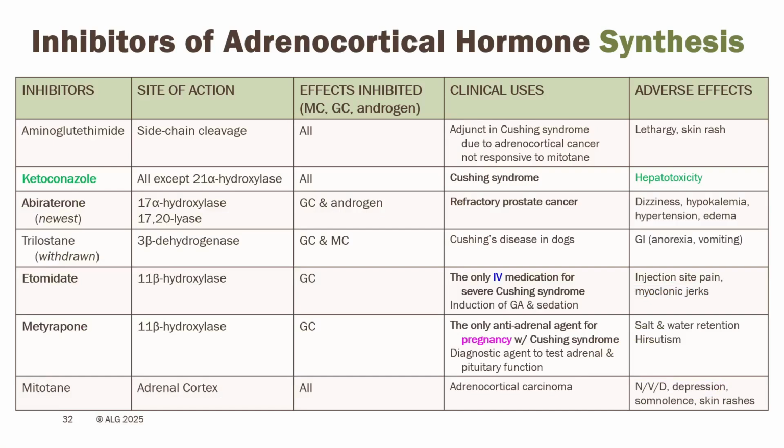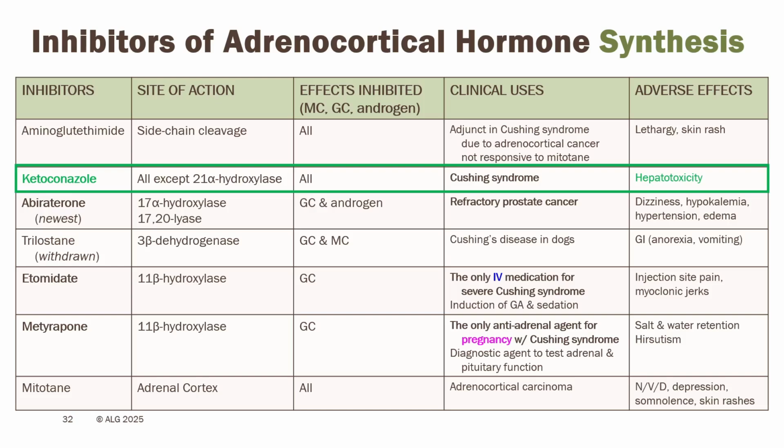On this slide, we also see the clinical uses of the synthesis inhibitors. Aminoglutethimide is used with ketoconazole or metyrapone in patients with Cushing syndrome due to adrenocortical cancer who are not responsive to mitotane. Ketoconazole is a potent non-selective inhibitor of steroid synthesis and has been used in the treatment of patients with Cushing syndrome. Its inhibitory effects on the P450 enzymes in the synthesis of steroids require a dose higher than that needed for antifungal effects.